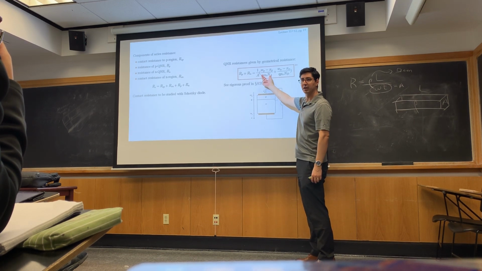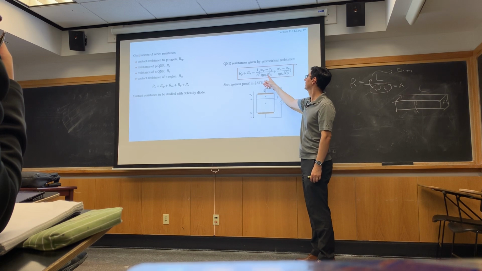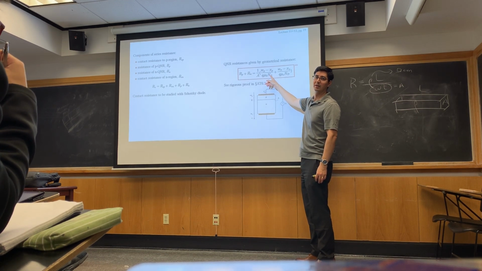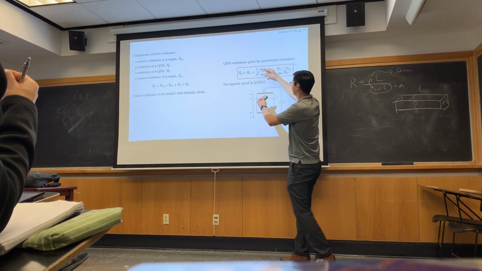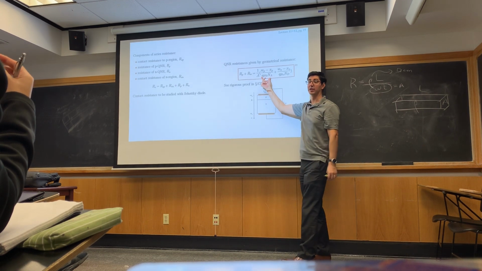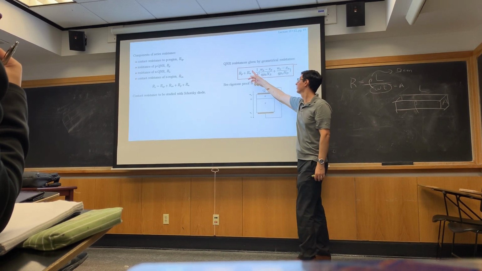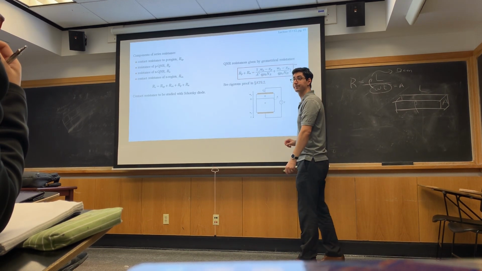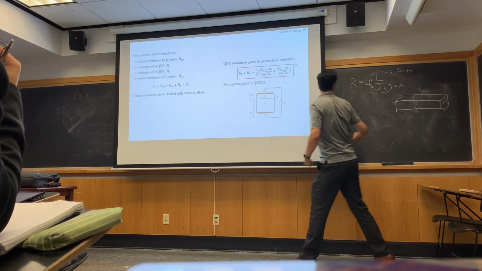That's the resistivity, 1 over q mu_h N_A. This thing right here is actually a conductivity. 1 over the conductivity is the resistivity. And there's my A.